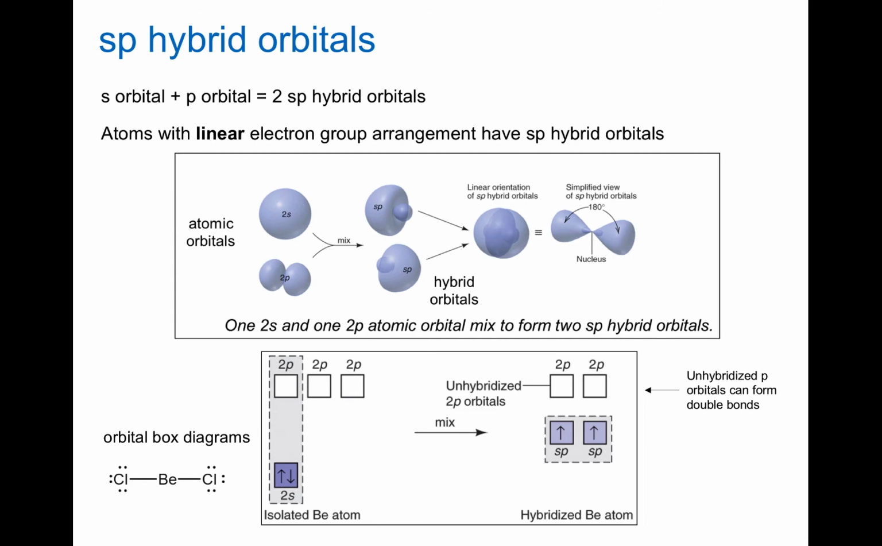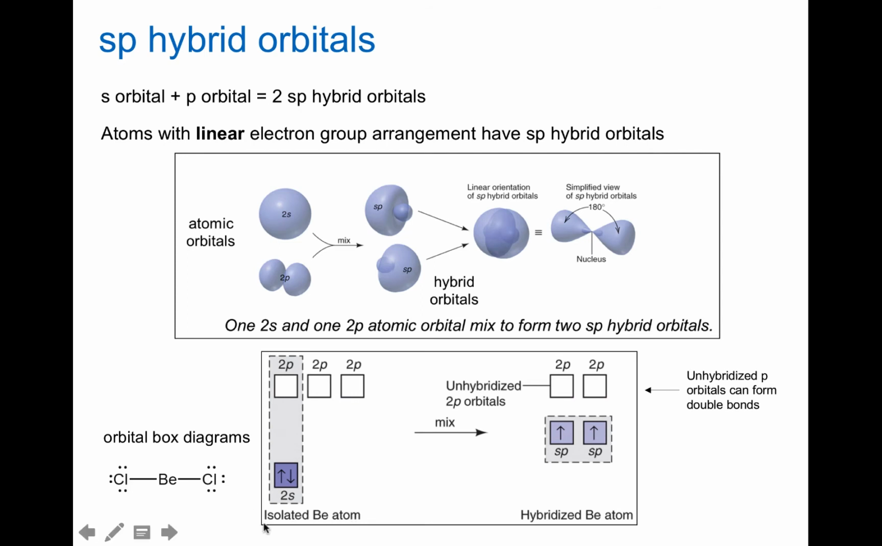So the first type of hybrid orbital is the sp hybrid orbital. Remember, any atom that has a linear electron group arrangement has sp hybrid orbitals in it. And sp hybrid orbitals are made when an s atomic orbital and a p atomic orbital are combined, and we get a total of 2 sp hybridized orbitals. This beryllium dichloride molecule right here is an example of an atom that is going to have sp hybridized orbitals. You would be able to predict that because beryllium has 2 groups of electrons around it, so it has a linear electron group arrangement, meaning it's going to have sp hybridized orbitals.